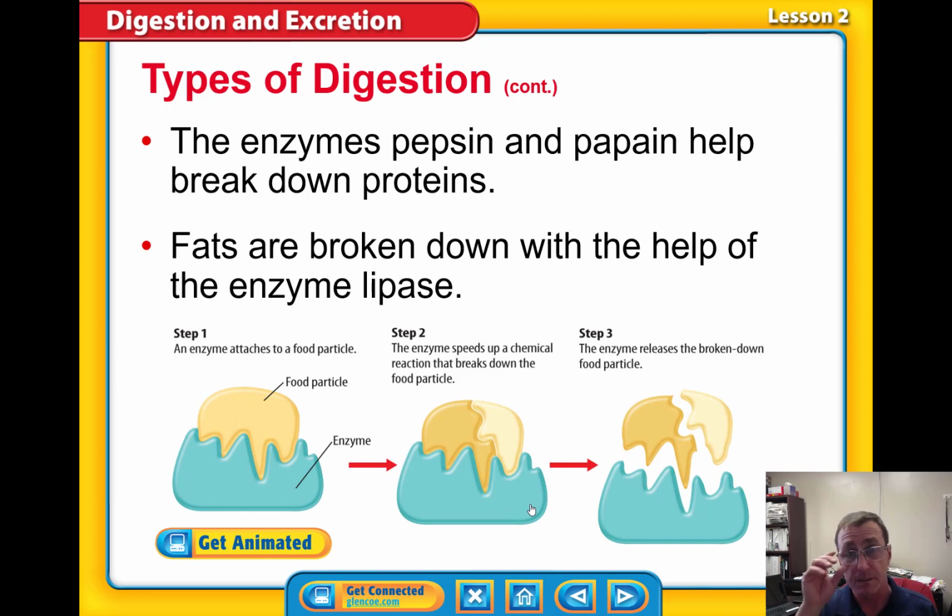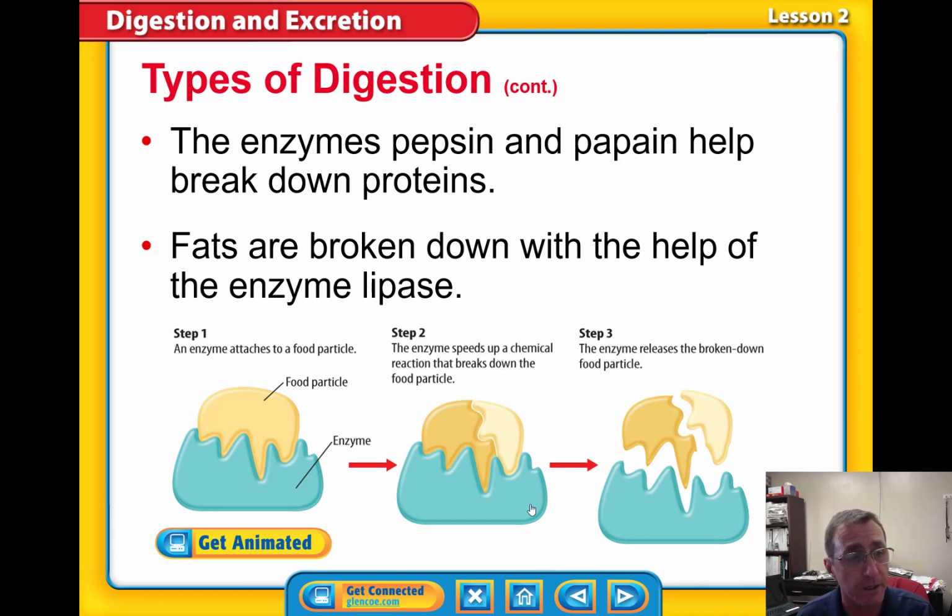Fats, okay, one of the nutrients, are broken down with the help of the enzyme lipase, right? And you should be familiar with that first part, the root of this word, lip. We talked about lipids, which are fats, and lipase, which helps break down fats. Kind of makes sense. Those have a similar root.